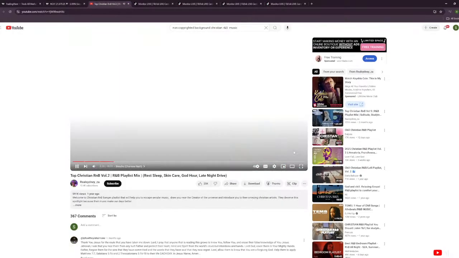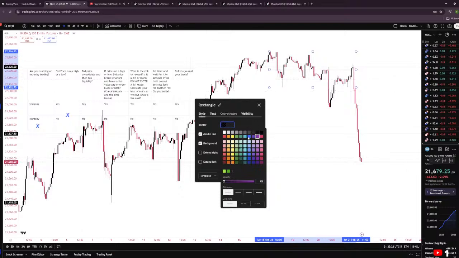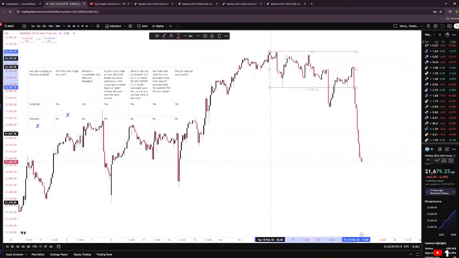I can fix that. All right. I'll put a border on here so you can see our consolidation. Okay. So price did consolidate. Price ran liquidity here because this was our last high. This was our lower high.